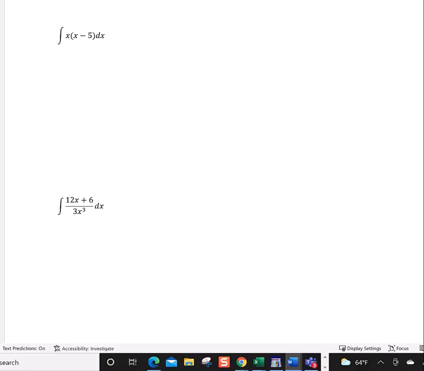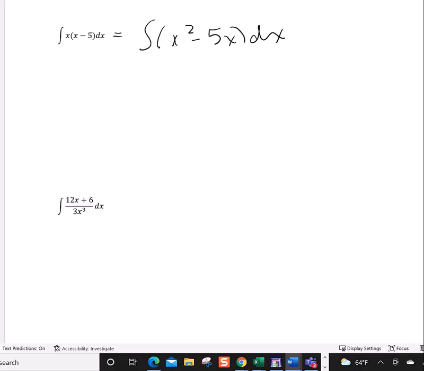I want to throw in some multiplication and division, and there's kind of like good news. There's not a lot of rules for integration. So there's not a product rule, there's not a quotient rule. What you need to do is simplify. So I'm going to multiply x times x minus 5. So I'm going to have the integral of x squared minus 5x dx.